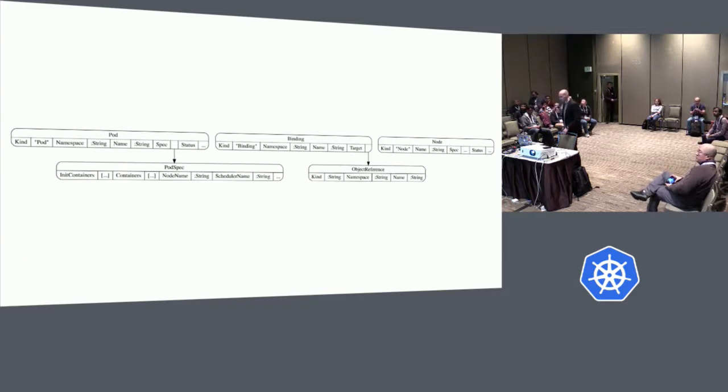Please note in this diagram, there is a node name in the pod spec that we will come to later that assigns, or actually pre-assigns, a node to a pod before it is actually being scheduled. And please also note the scheduler name in the pod spec to assign a custom scheduler to a pod. We will entirely ignore custom schedulers in this presentation.